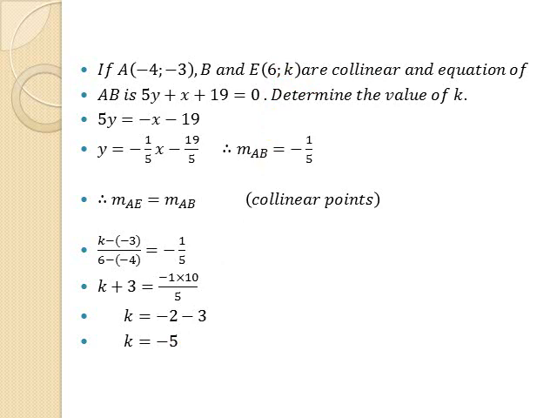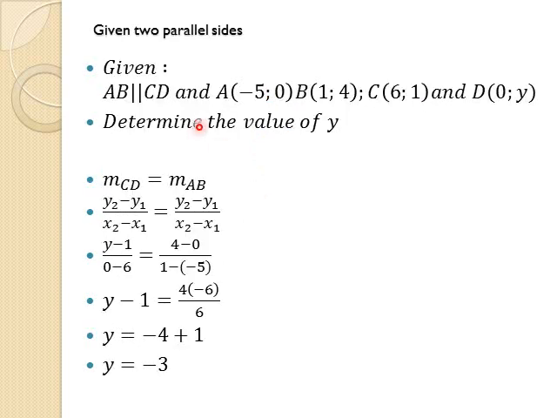So look at the next. Right, now in this problem, we've given you two parallel sides. Given that AB is parallel to CD, and A is (-5, 0), B is (1, 4), C is (6, 1), and D is (0, y), determine the value of y. So for those two lines to be parallel, I can conclude that gradient CD equals gradient AB.